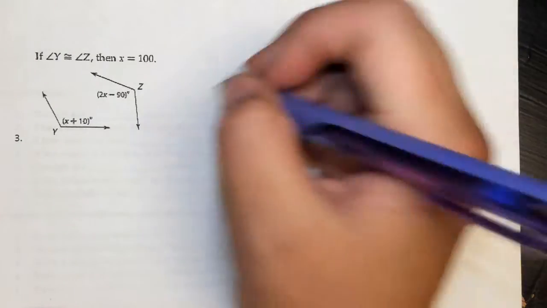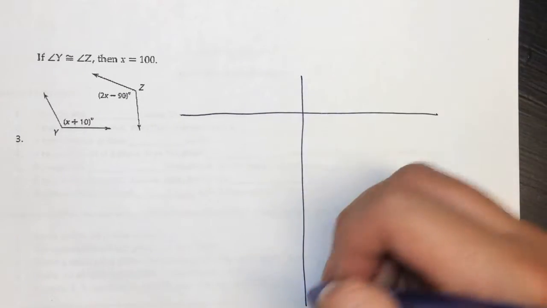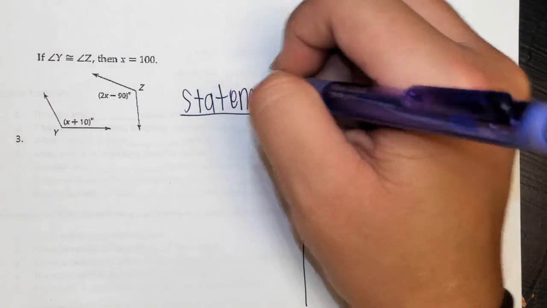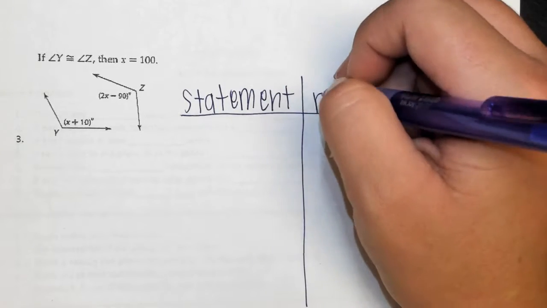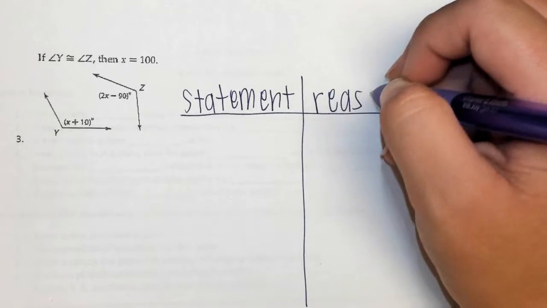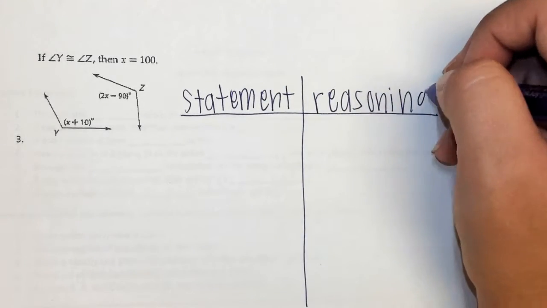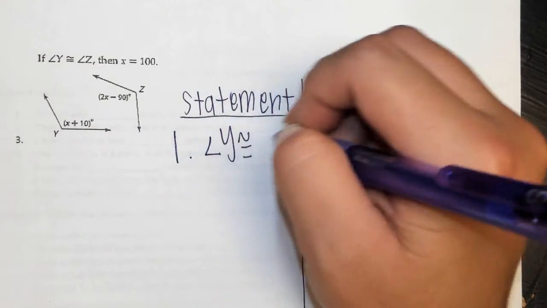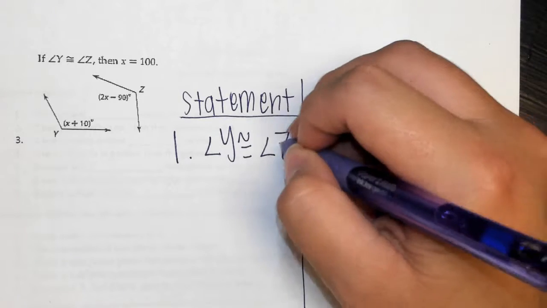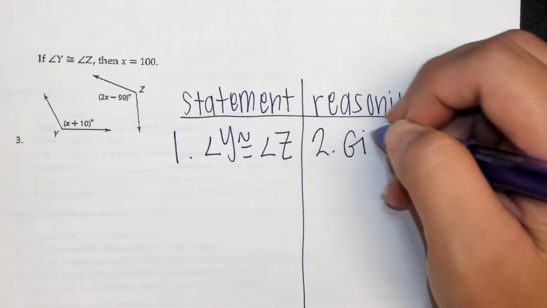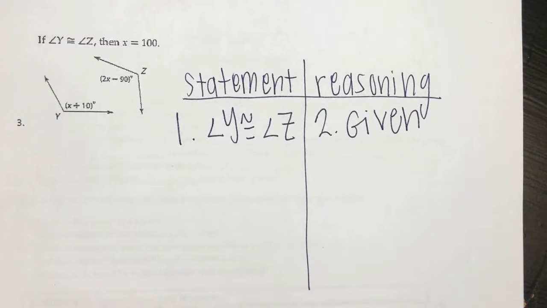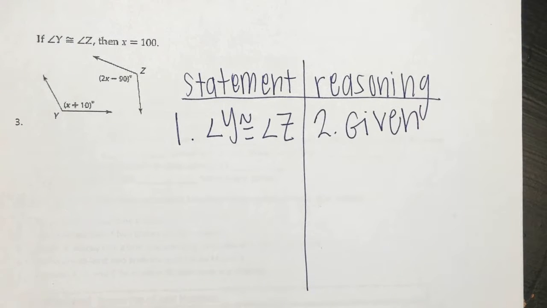Same thing, start with your table. I'm going to help you get started, then you're going to do it on your own. Always start with what you're given. Angle y is congruent to angle z. So that is given. Okay, I know they're congruent. And I'm trying to prove that x is equal to 100.